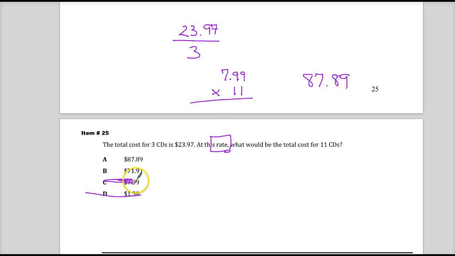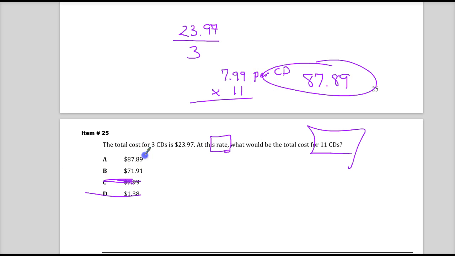But what they're trying to do with C is just get you to find out, okay, that's the price for one. So what you might do, it won't take that much longer, when you get $7.99, you should say per CD. And then you know, if they want to know what 11 is, it's not that, so just multiply by 11, and you'll get your final answer, which is $87.89. Not a very difficult problem, really.